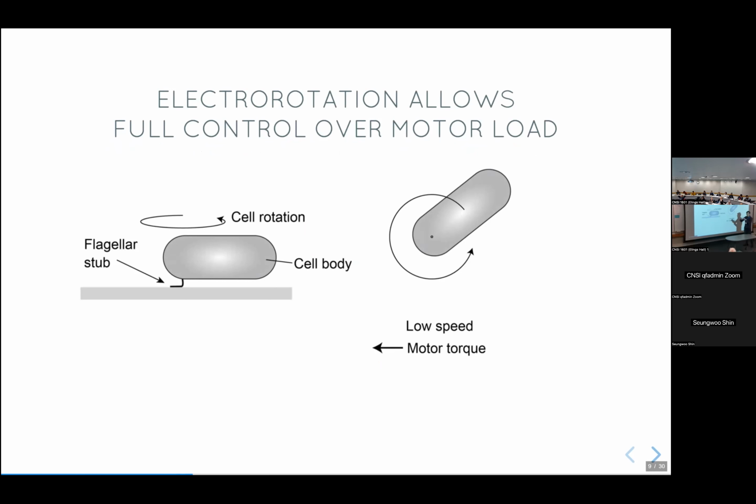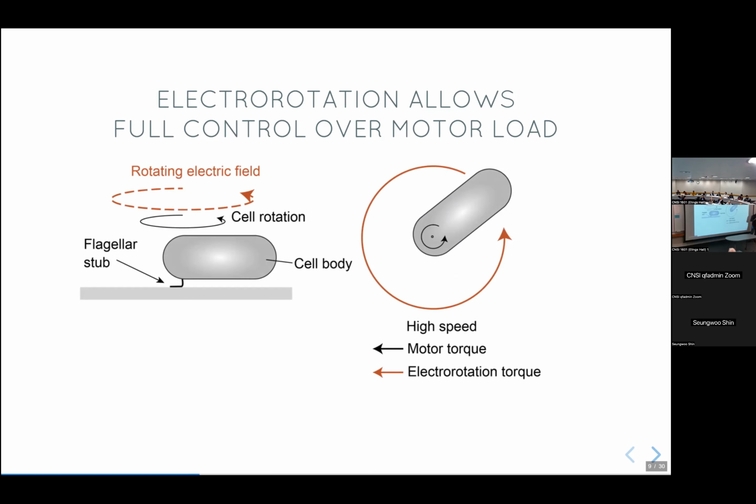Instead of attaching the cell to the surface, we attach the stub to the surface. And the motor is still working, so instead of driving the stub, the motor is now driving the whole cell. You can imagine that it's a tiny motor driving this big cell. It's a very large load that it's starting with, and it rotates at a very low speed. So the motor has to supply a large torque.